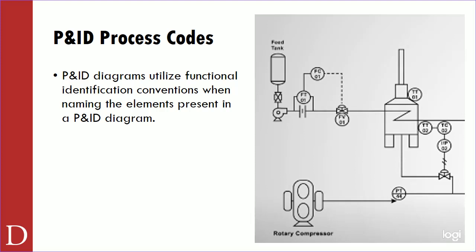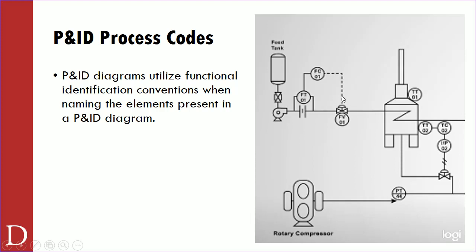P&ID diagrams utilize functional identification conventions when naming the elements present in the P&ID diagram. So what that means is there's lots of stuff here, right? There's a tank here, there's a valve, there's some sort of pump moving some liquid. Maybe there's a heat exchanger, there's all kinds of cool stuff, a rotary compressor, all kinds of valves. But what we're really concerned about is you'll see these valves many times will measure things. So like this will be flow, this will be some sort of flow valve or flow measurement that we'll make. This will be some sort of flow control. This will be some sort of flow transmitter.